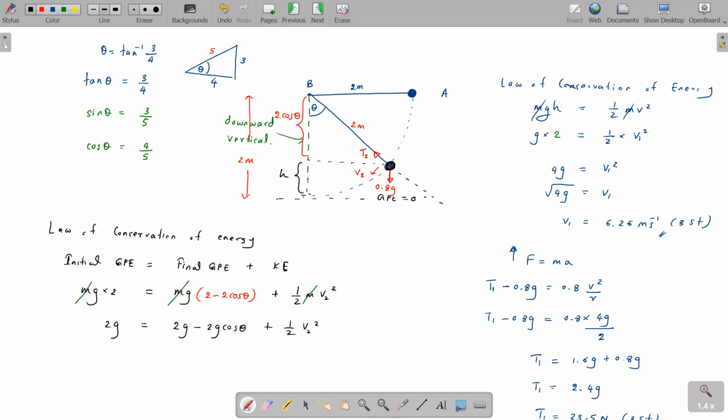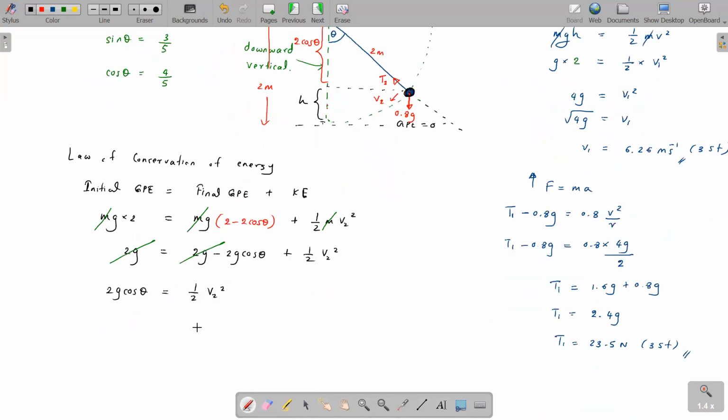You can see the 2g part cancels. That's the common height part. So anyway, this cancels. When you bring the 2g to the other side as a minus 2g, the plus 2g and the minus 2g will cancel out. So you can see here, I get 2g cos theta is equal to half v2 squared. So I get here v2 squared is equal to 4g cos theta.